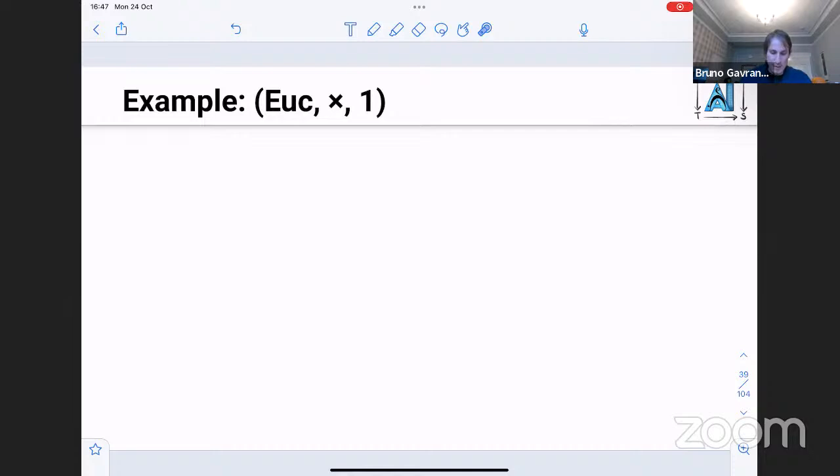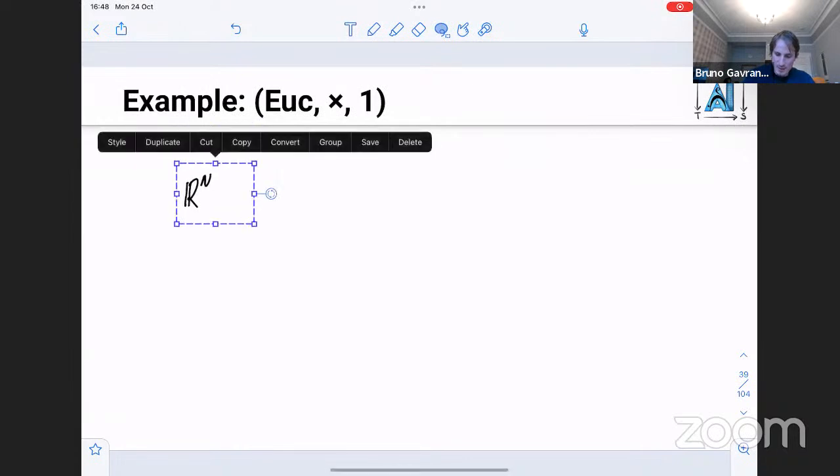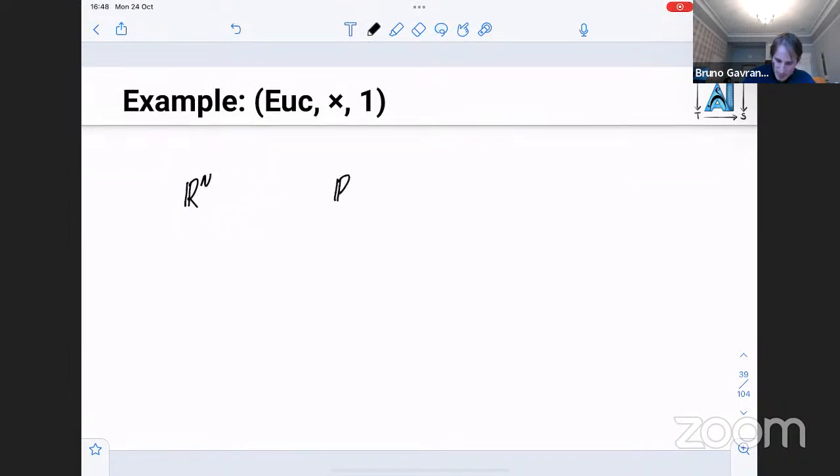This is a category where objects are things of the form R to the n. So it's an n-dimensional Euclidean space. And a morphism between R^n and R^m is going to be a function that is differentiable, and we can specify, do we want it to be 1-time differentiable, 2-time differentiable, and so on. But for us, we can just even consider infinitely differentiable if we want to.